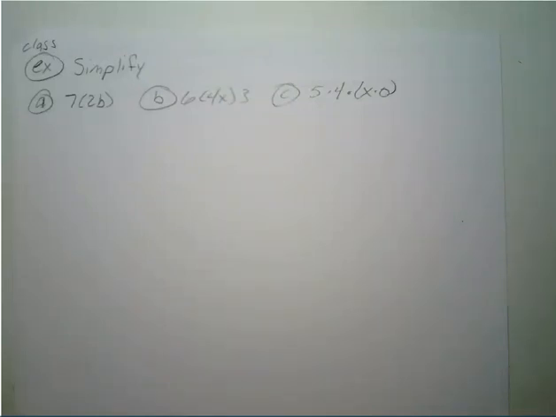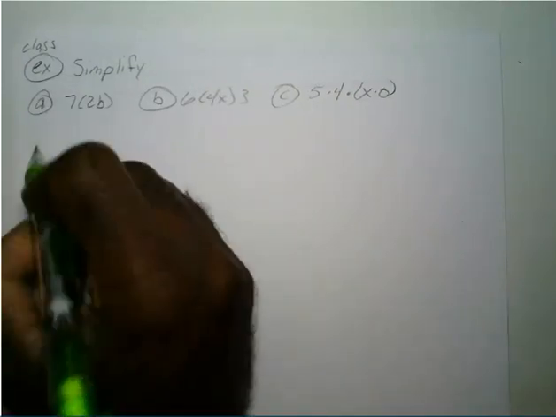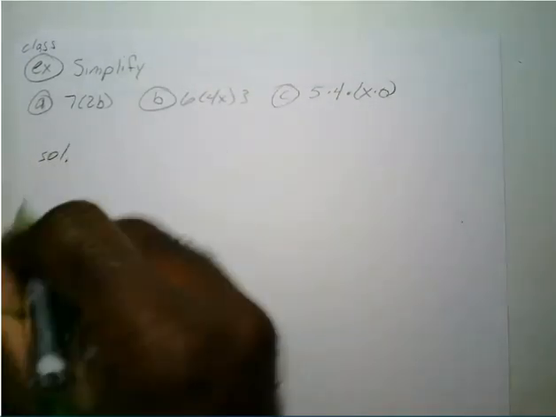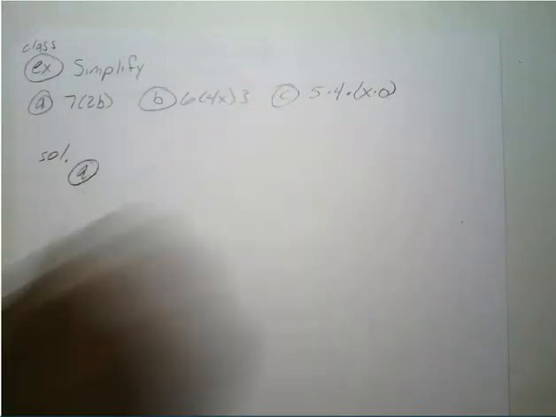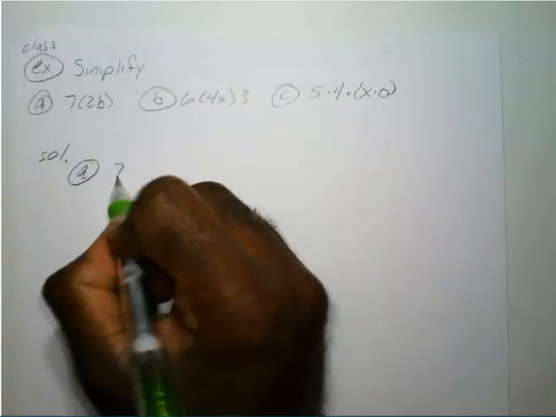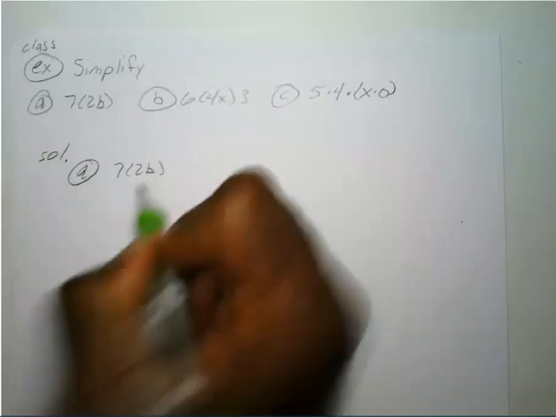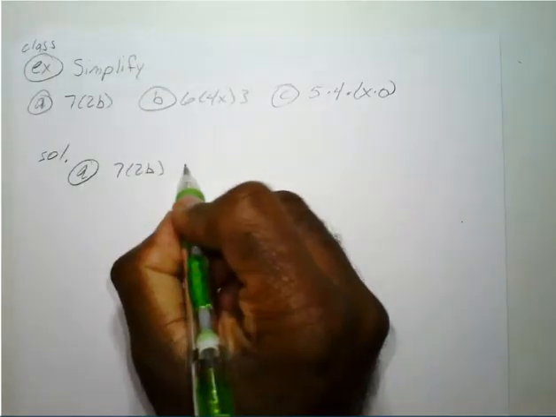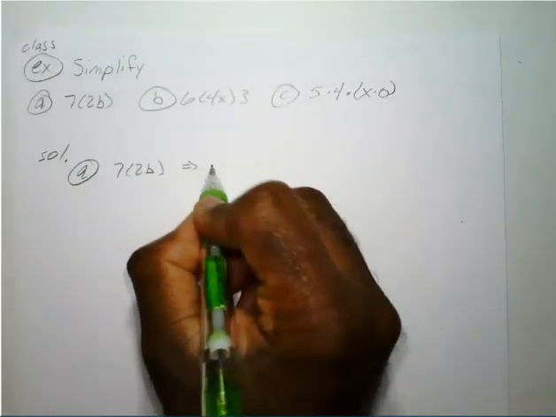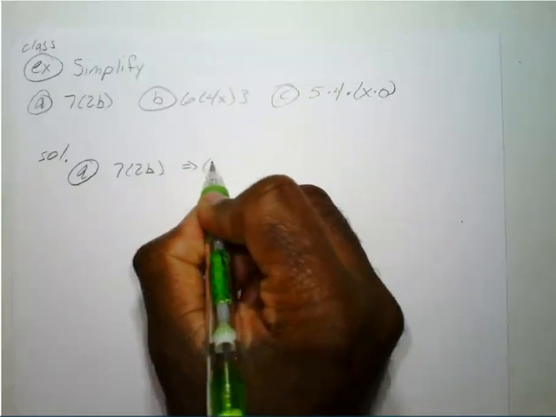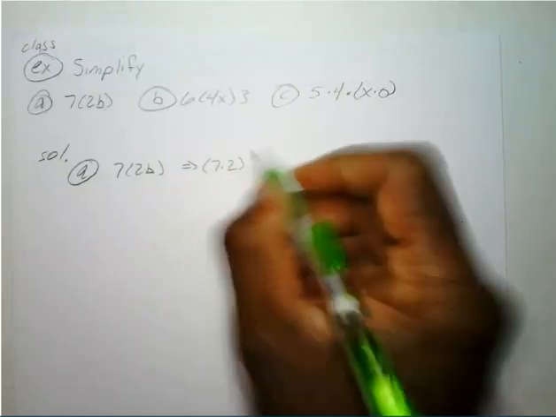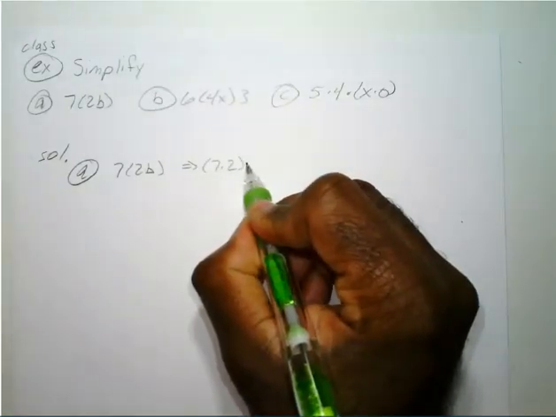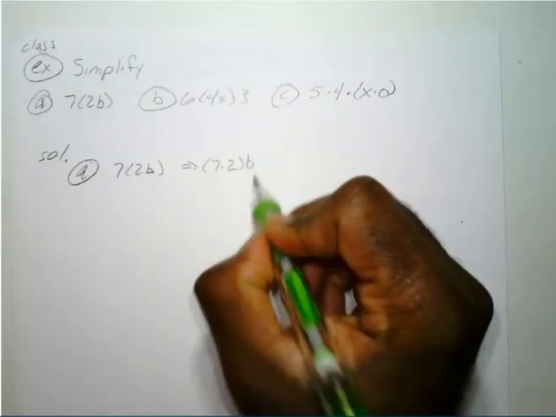All right, so I'm assuming you pressed pause and worked this out. So let's go ahead and verify your answer. Okay, so for problem A, 7 times 2B, using the associative property, you can rewrite that as 7 times 2 times B. Now you can put it as times B, or you can just put the B.